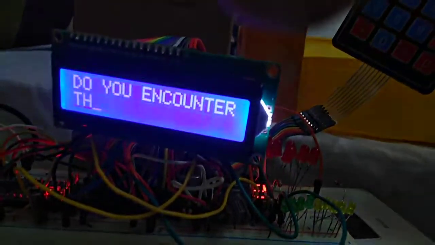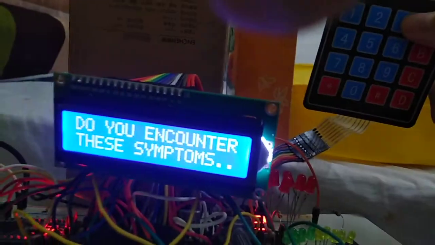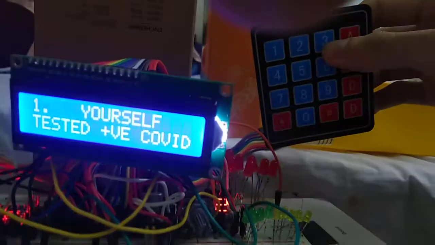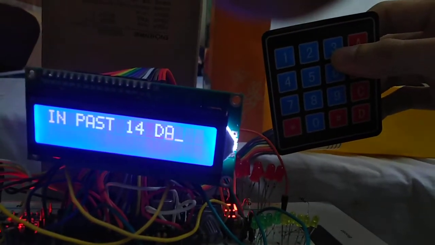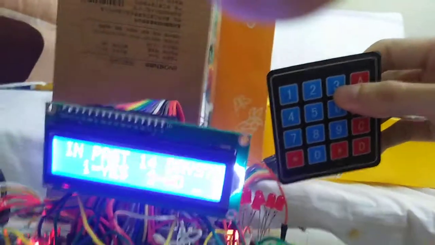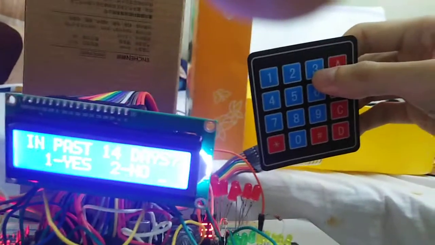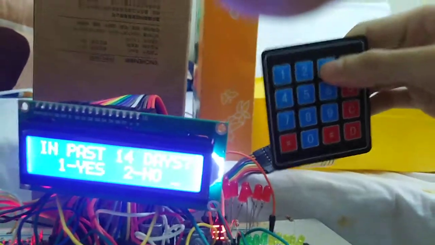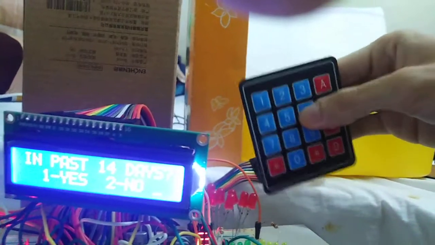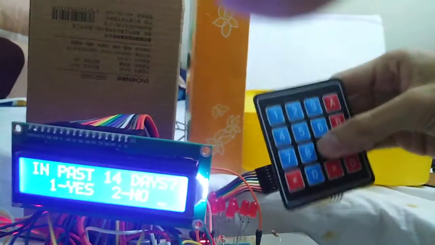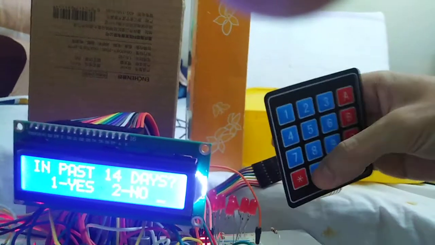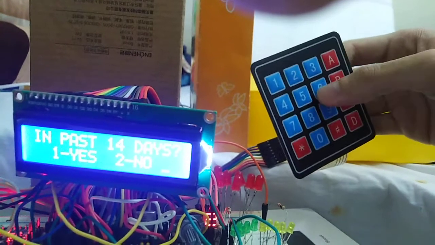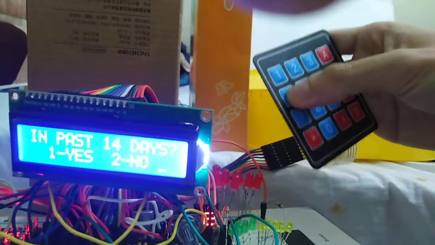So next, okay, we answer these questions. Do you encounter this symptom? Yes, no. You self-tested positive COVID. And now there is something new that we still did not demonstrate. How about the other digits? Yes or no? Only option 1 or 2 is chosen. I also can try the digits 3, 6, 5, but no output is produced. Why? Because these digits are restricted in the code, so they cannot be pressed while answering this question. So other digits are not allowed.